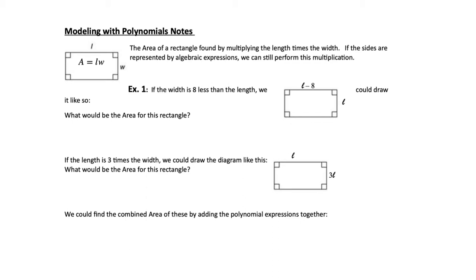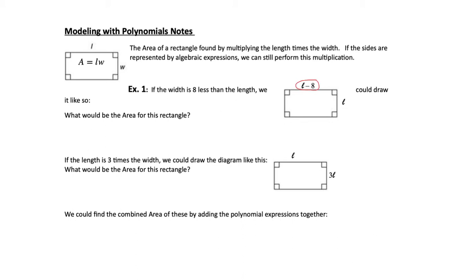It says the area of a rectangle is found by multiplying the length times the width. If the sides are represented by algebraic expressions, we still perform this multiplication. So that's what we're going to do. We're going to do it when we don't know the length and width. So there's variables in them, and we're going to have to find algebraic expressions to find areas and things like that.